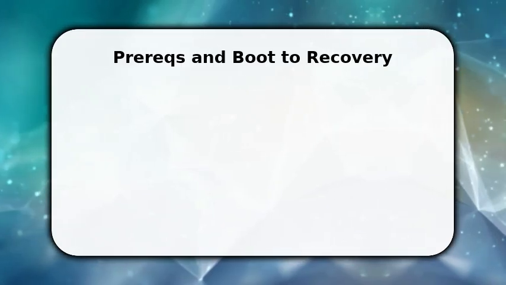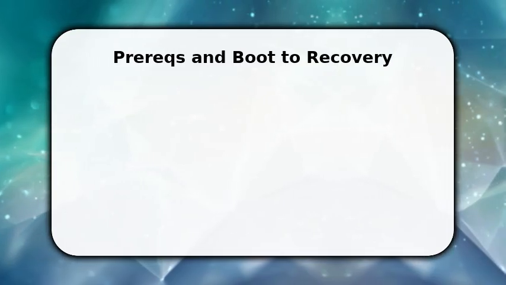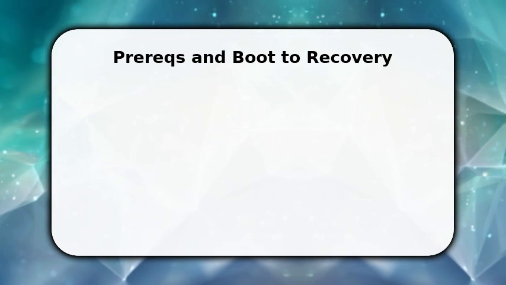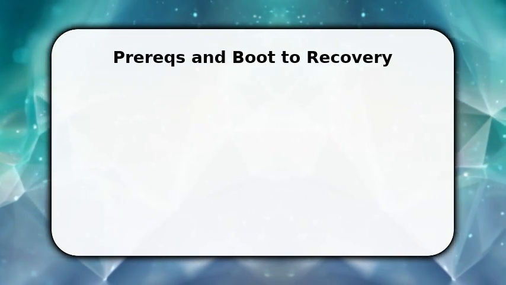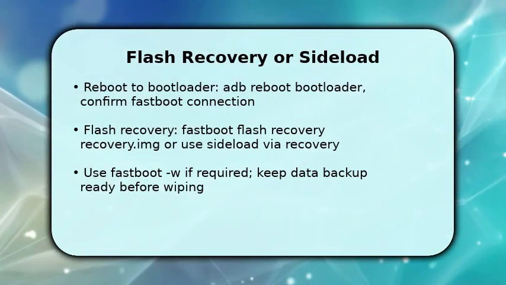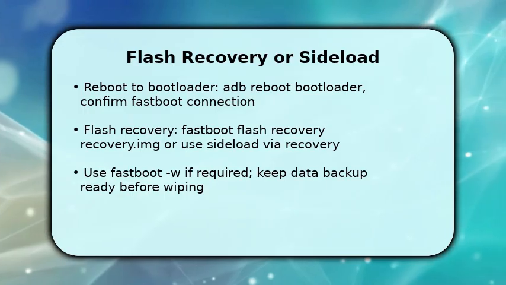Next, place the MIUI recovery image for your exact Poco model into the ADB folder. Now you will reboot the device into bootloader, so you can flash or sideload the recovery image. You now flash or sideload the recovery image. Reboot to bootloader with adb reboot bootloader and verify fastboot devices shows your phone.